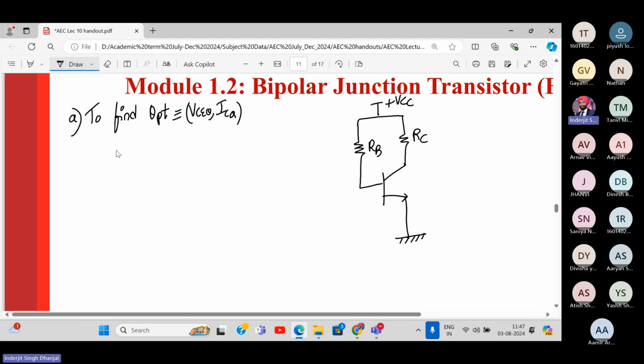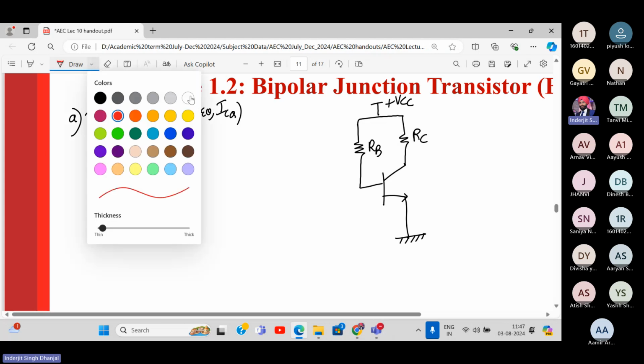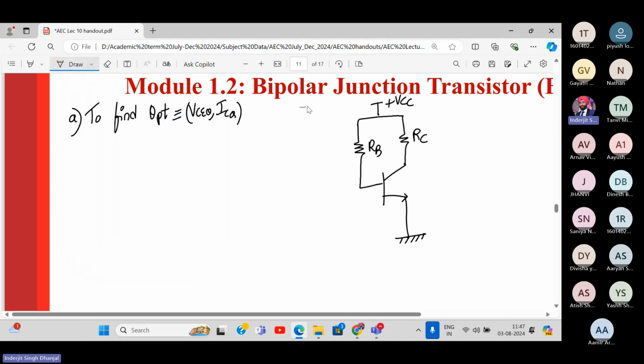Okay. Now, for finding the Q point, we need to apply KVL to the input loop and output loop. So if we apply the KVL to the input loop, let me mark this over here. This supply voltage is nothing but like this. This I'm doing only for the first circuit. I'll not do it again. This is VCC actually. Yes or no? So what is my input circuit? I'm highlighting with yellow color. My supply voltage, my RB, my base to emitter.